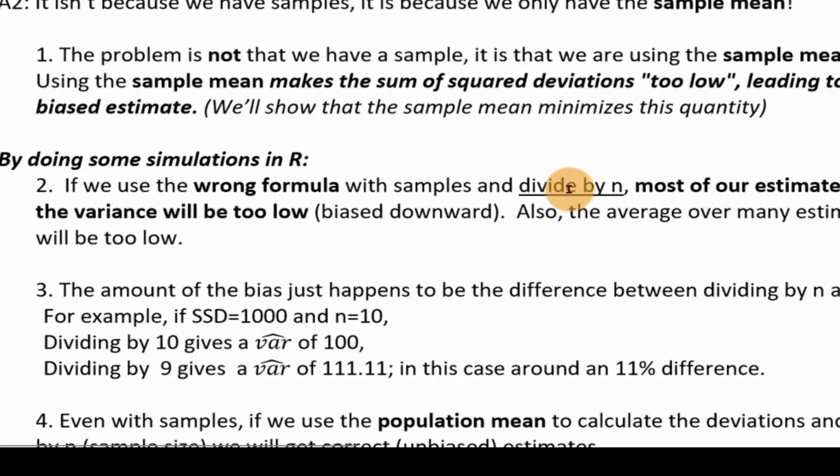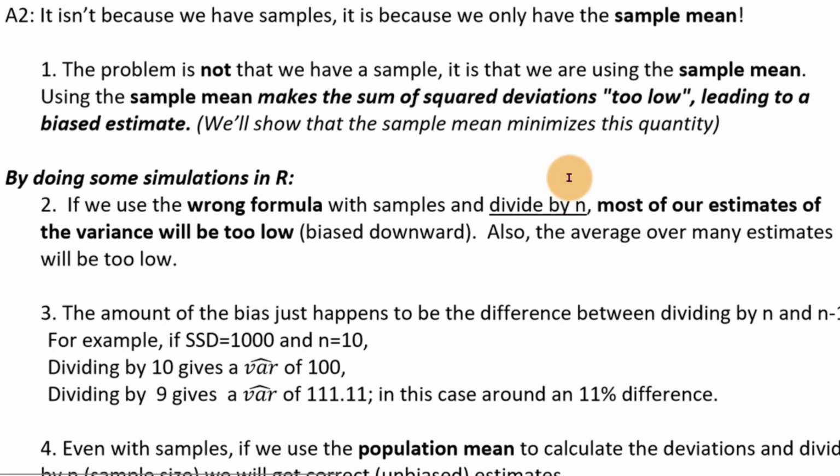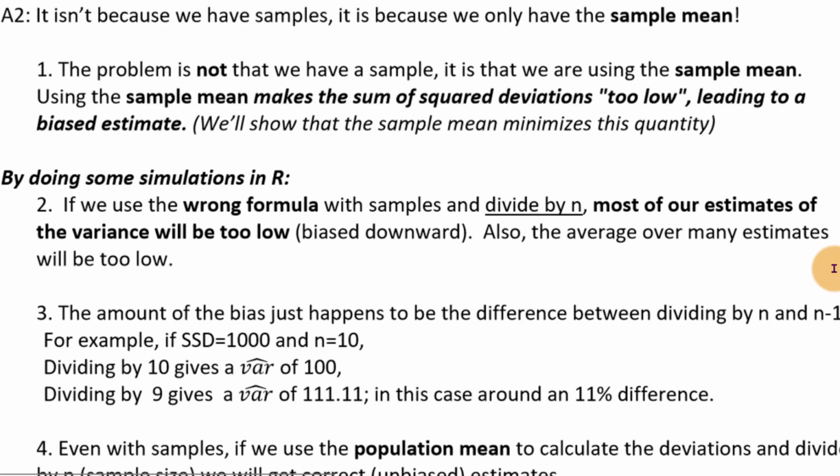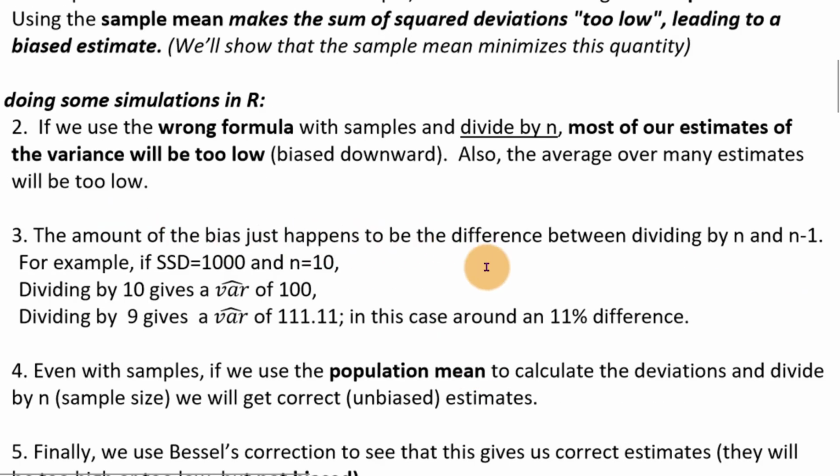So what we saw, if we divide by 10, if we divide by n instead of n-1, by far most of our estimates are going to be way too low. We also saw the average of all those 1,000 estimates was way too low. Because we divided by 10 instead of 9, it was about 10% too low. And that amount of bias from dividing by 10 instead of 9 should be about 10%. So that gives you some confidence that n-1 really is the right fix to use.